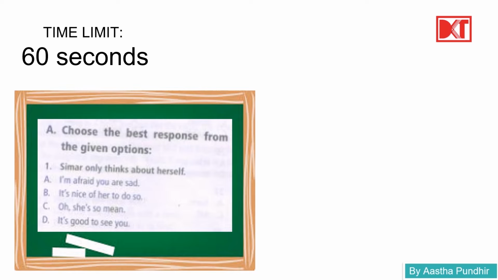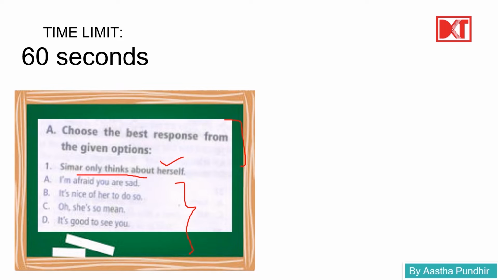So now we start with the questions. What do we have to do in here? We have to choose the best response from the given options. Let me give you a scenario or a dialogue to which we have to choose the appropriate response. Let's see. Simmer only thinks about herself. Now what could the response be?